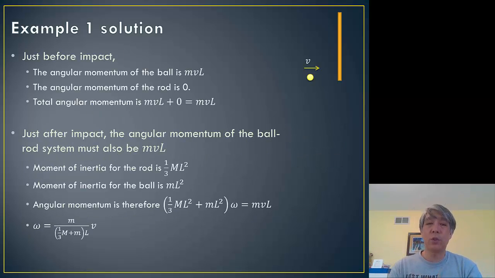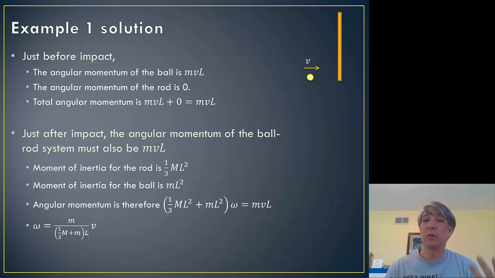Solution-wise, we can calculate the momentum of the ball right before. It's m v L. m v is the momentum, L is how far it is from the pivot point. Before impact, the rod's not moving, so its angular momentum is 0. And so my total angular momentum is simply m v L before the collision.